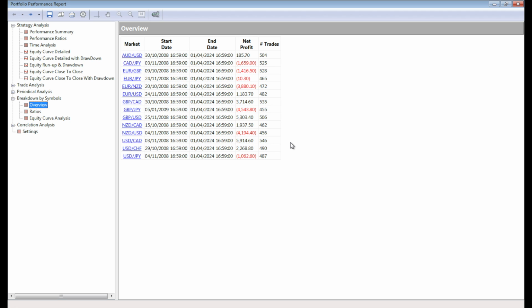moving average length. It appears that the Canadian pairs, pound Canadian, New Zealand Canadian, US dollar Canadian, they're all still making money. So it looks like this strategy does tend to work best on the Canadian pairs. I wanted to show you the optimization of the moving average length, just to show you what we can do when we're using software like multi-charts.